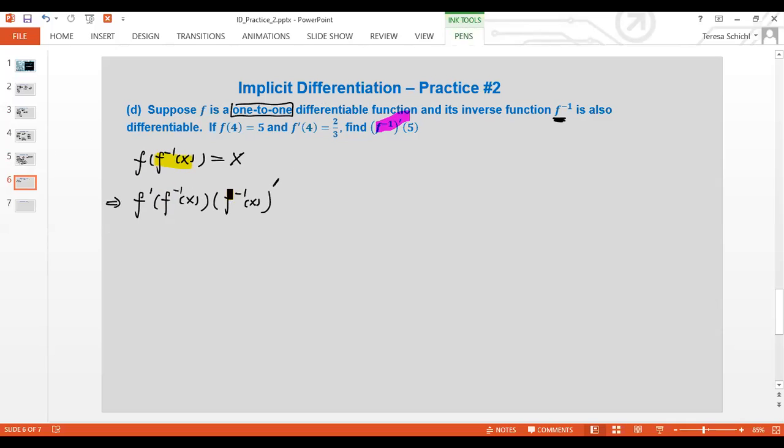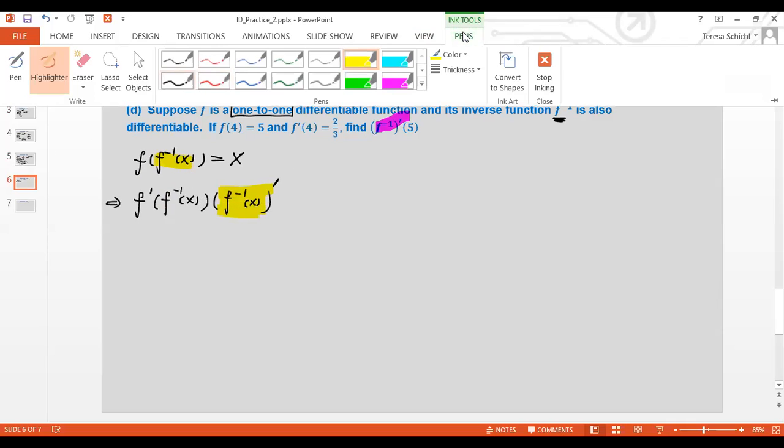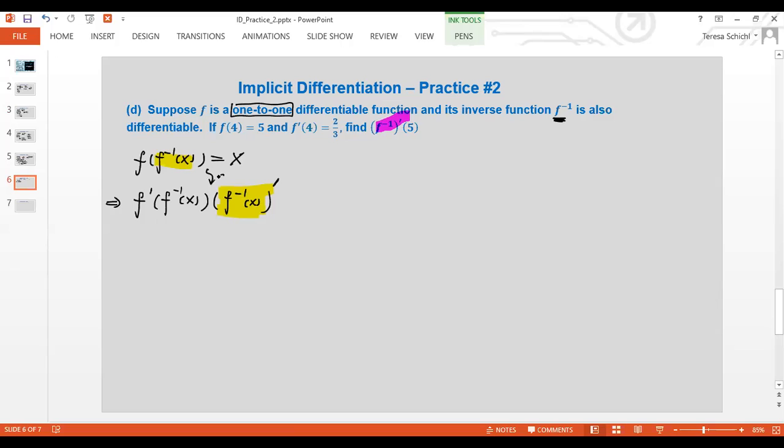Let me color code that so you will not get confused. From here to here, this is the chain rule, because you have something inside. And then the right-hand side is 1. So this is really pretty easy. What is the derivative of f inverse? It will just be 1 over f prime of f inverse of x.